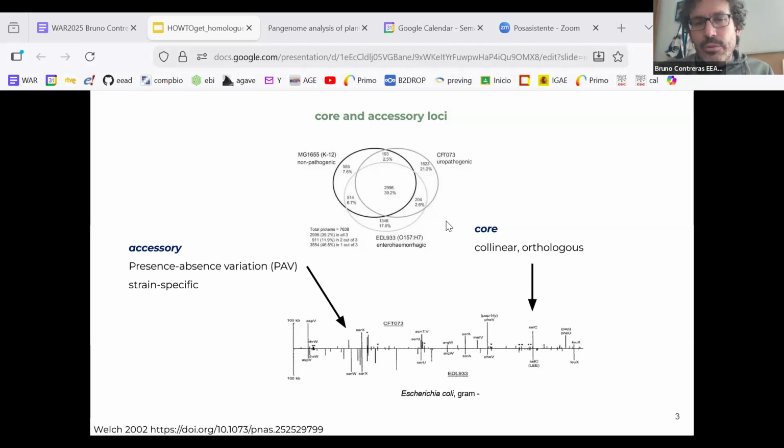But they also found for the first time that there were some genes that were unique to some strains, not found in others, and these were called the accessory genes, which are in some cases strain specific. It could be specific to one strain or to a group of strains, and these kind of genes are what represent the presence absence variation.